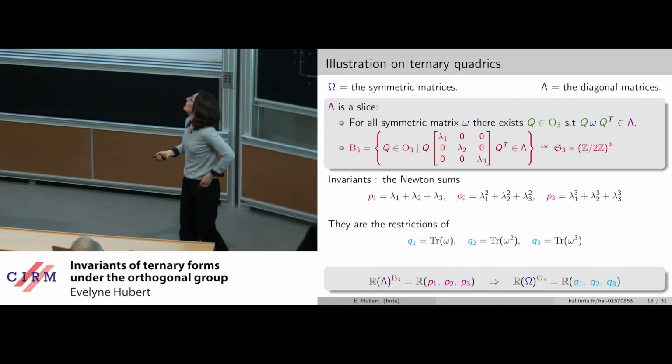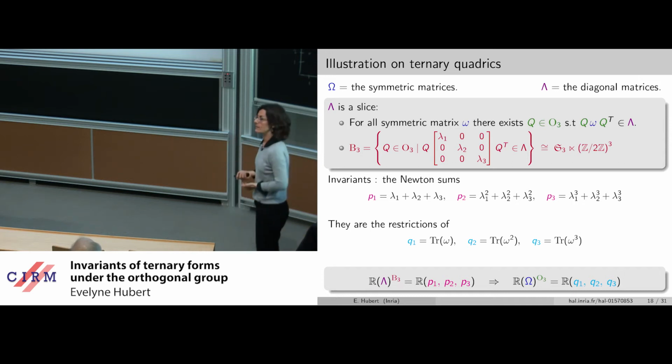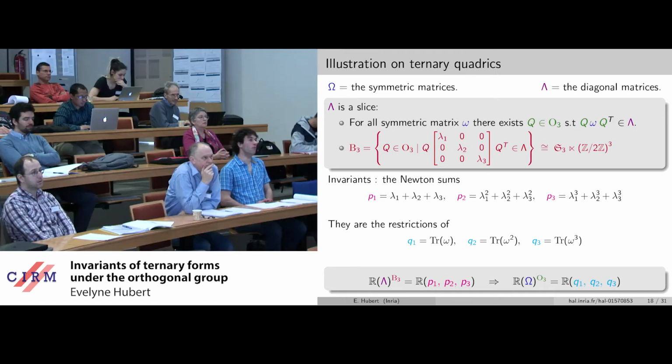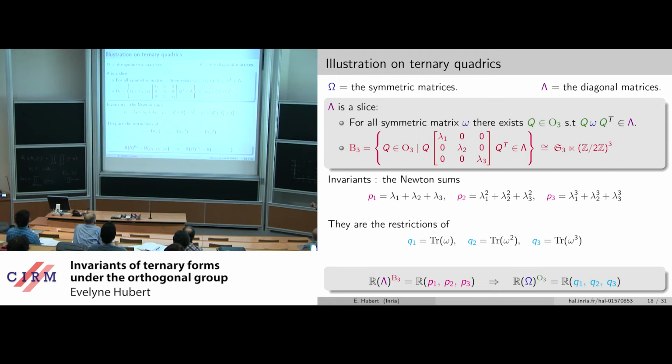So let me explain this. Let's apply this slice lemma on the set omega of symmetric matrices. And the slice we're going to use is the set of diagonal matrices. So lambda is a slice, sure. For any symmetric matrix omega, we can find an orthogonal matrix such that by congruence, you take your matrix to a diagonal matrix. So it's a section.